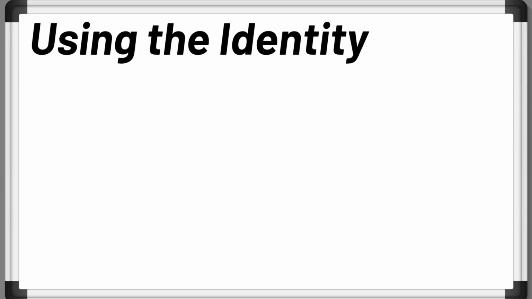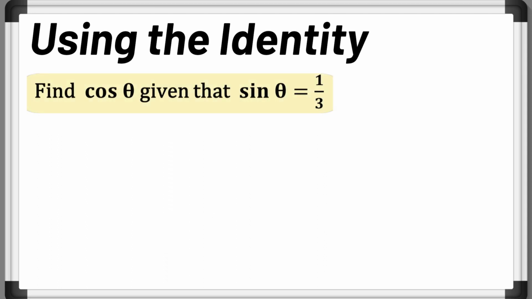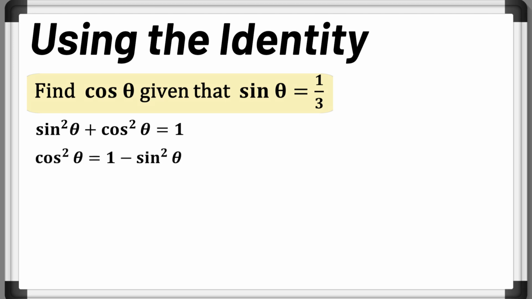So how do we use this identity? Well, at the most basic level, if we know sine theta, we can find cos theta, or vice versa. So let's have a look at an example. Find cos theta given that sine theta is 1/3. Let's start with our Pythagorean identity. Now, since we're trying to find cos theta, let's rearrange this for cos squared theta. Let's substitute 1/3 for sine theta to give us 1 take 1/3 all squared, which is 1 take 1/9. And we know that this equals 8/9.